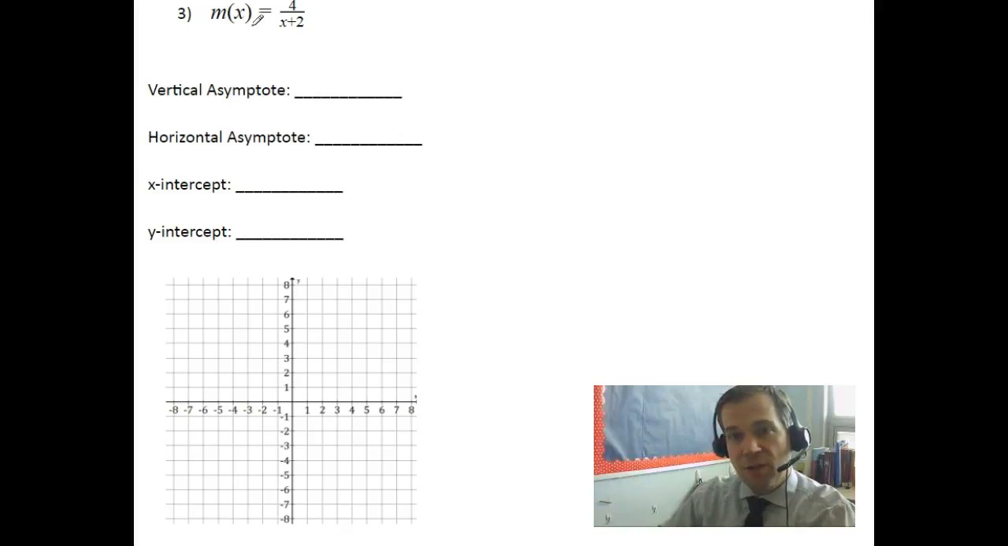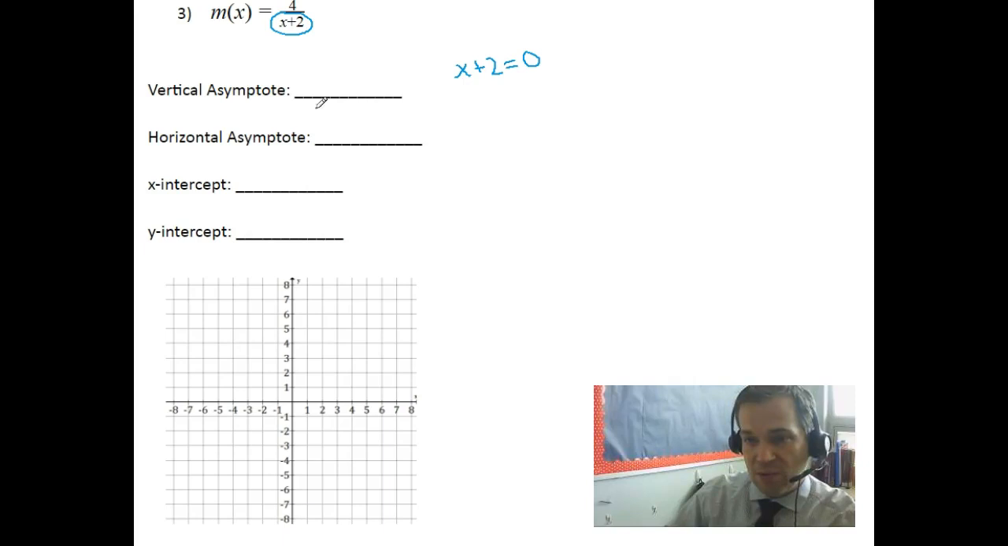We're going to graph the function m of x equals 4 over x plus 2. I like to always start with my vertical asymptotes. That way I get in the habit of always looking at the denominator first and knowing that that's going to be the vertical line that I graph. Looking at this expression, if I can't solve this in my head for 0, I could always write the equation x plus 2 equals 0 and solve it. Either way, I will find that the vertical asymptote is going to equal x equals negative 2.